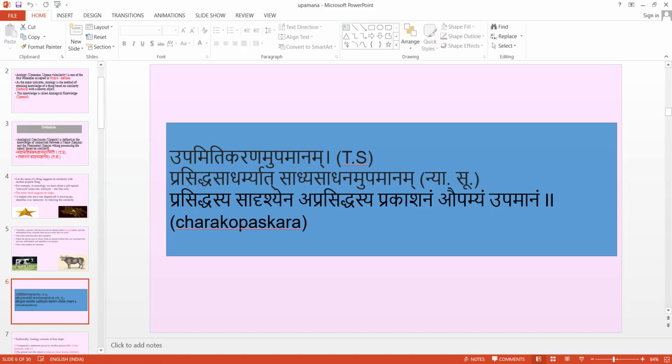Through what? Prasiddhasya sadrishyena: through the help of similarity of a known object, you get aprasiddhasya prakasanam. That is called aupamyam or Upamana. This is the definition given by the Charaga Upaskara. This is for today's class. Rest of the things we will continue in the next class.